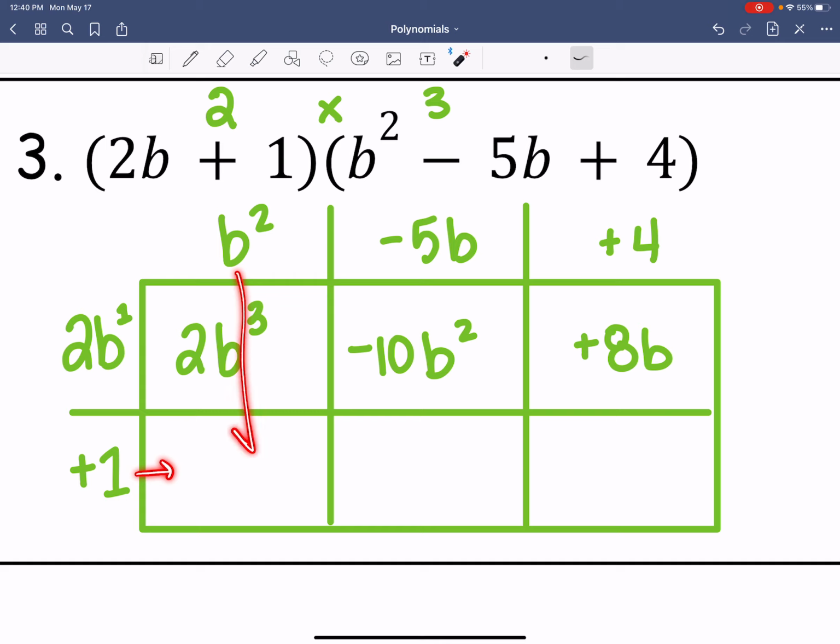One times b squared, anything times 1 is just itself, so that's just b squared, and that's a positive. Positive 1 times negative 5b, anything times 1 is just itself, so again, negative 5b. And then in the last box, 1 times 4. Positive 1, positive 4.